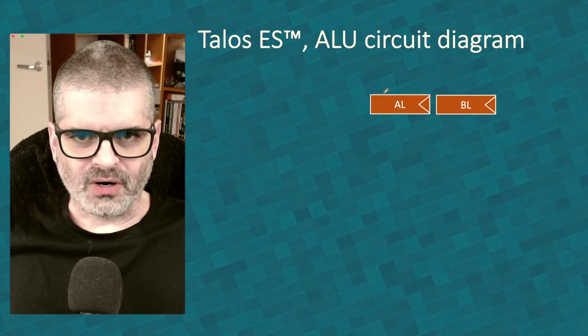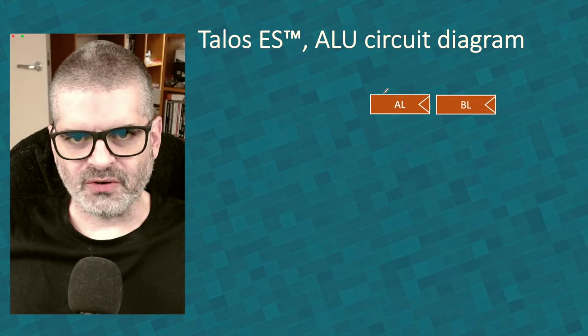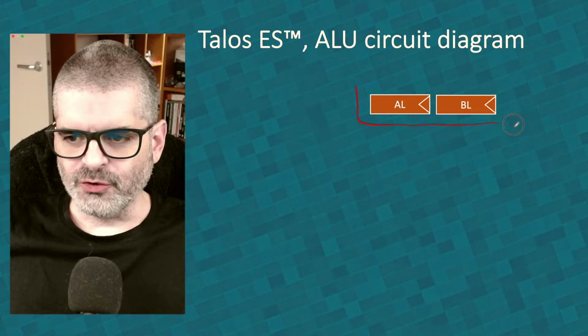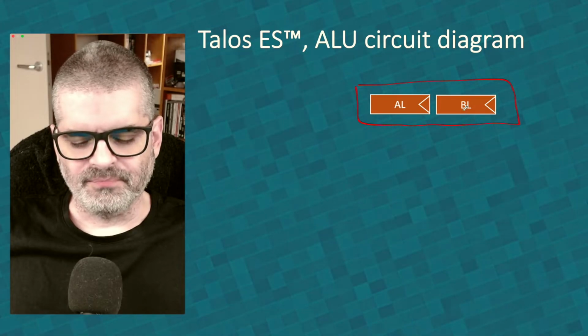We need at least two operands to do any operation, addition, subtraction. We need two input operands. So we need at least two 8-bit registers. I'll call them AL and BL.